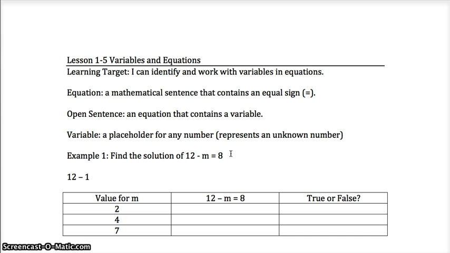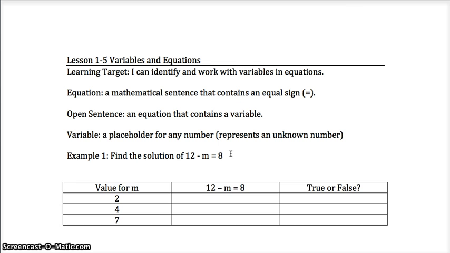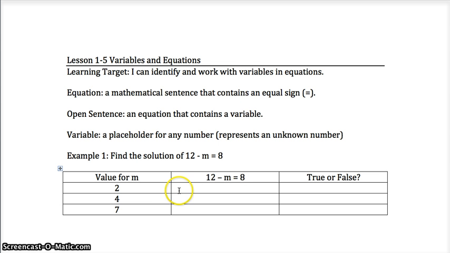We're going to work through these ones together for numbers 2, 4, and 7. So let's go ahead and do that now. Okay, so our first value is right here. It's a 2. And we're going to plug that in right here to this m. So that would look like 12 minus 2 equals 8. Well, I can ask myself now, is that true? 12 take away 2 is 8? No, that's 10. So my answer over here is false.